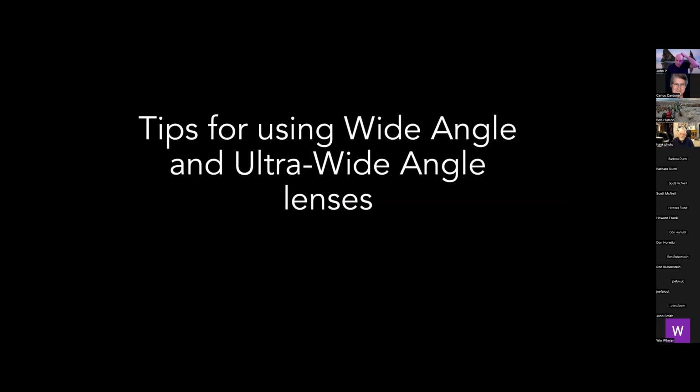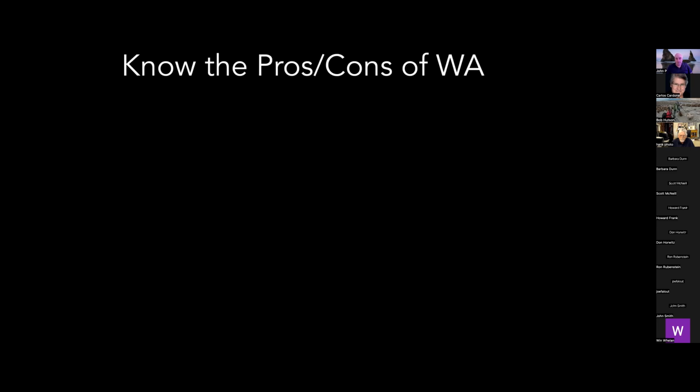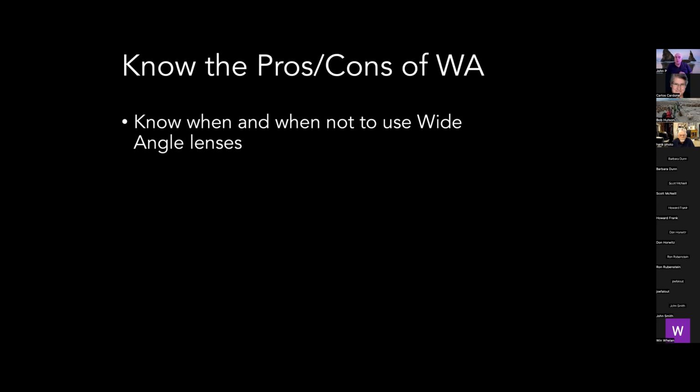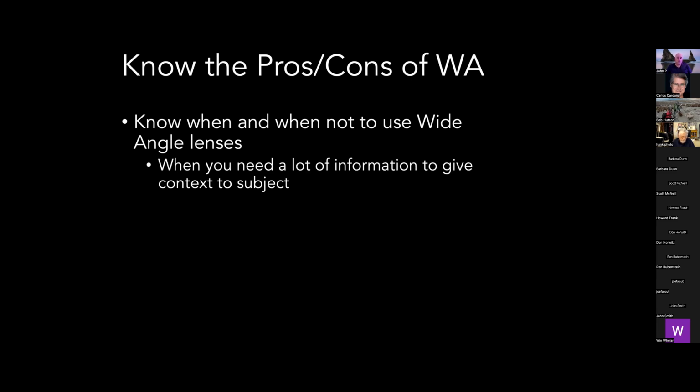So let's just jump into some tips. What are some recommendations for using wide angle and ultra wide angle lenses? The first thing is knowing when and when not to use wide angle lenses. A lot of that depends on your story and your intent for the photograph. When you need a lot of information around your subject to give it context, could be a great time to use wide angle lenses.